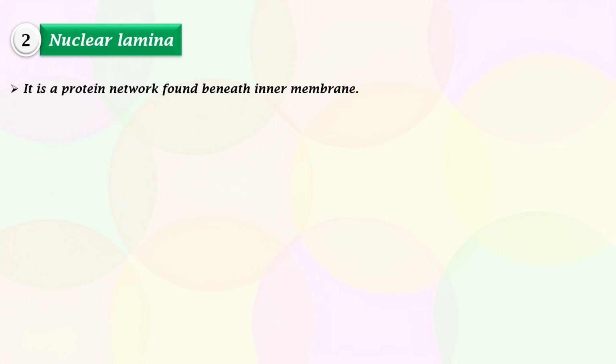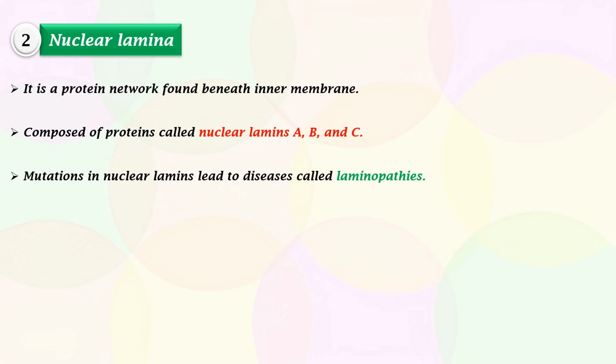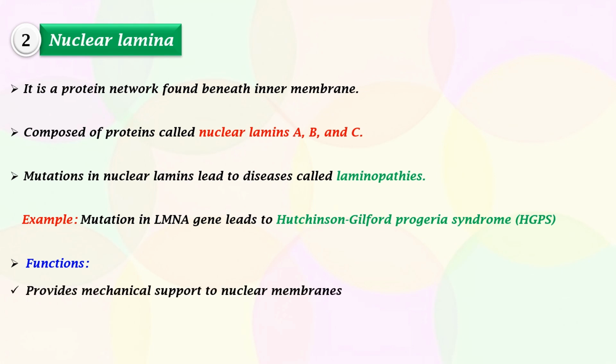Nuclear lamina. It is a protein network present beneath the inner nuclear membrane. Lamina is composed of proteins called nuclear lamins A, B, and C. Any mutations in nuclear lamins lead to diseases called laminopathies. For example, mutation in LMNA gene leads to Hutchinson-Gilford progeria syndrome. Functions of nuclear lamina: it provides mechanical support to nuclear membranes. It attaches to and organizes chromatin.